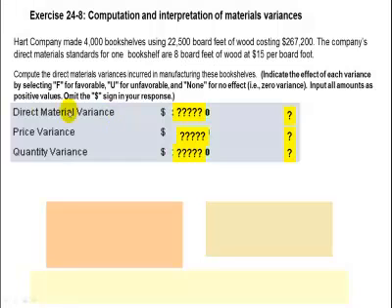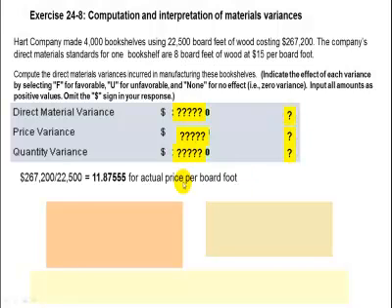Okay, so we're trying to figure out direct material variance, price variance, quantity variance, and whether it's favorable or unfavorable, so on and so forth. So the first thing we want to do is take the $267,200 that we actually spent on wood and divide that by the 22,500 board feet to get an actual price per board foot, which was 11.87555 dollars per board foot. Keep that in mind.